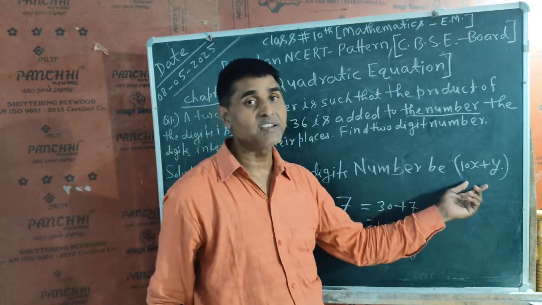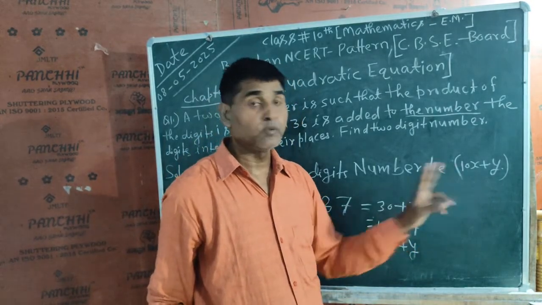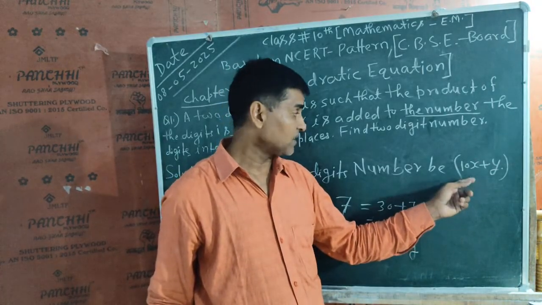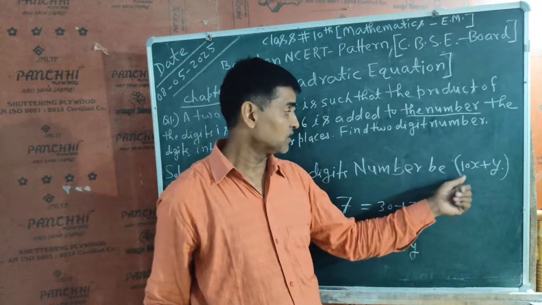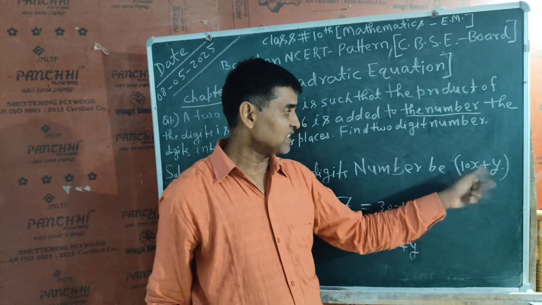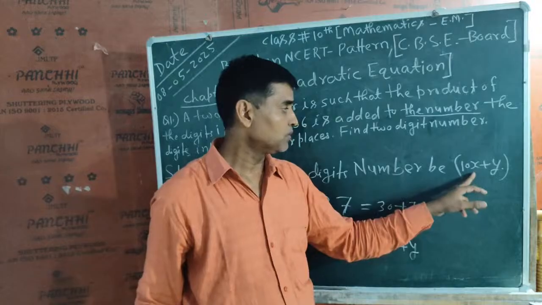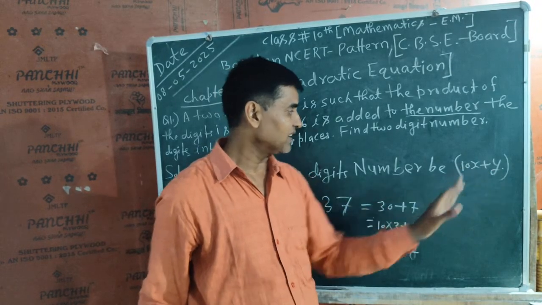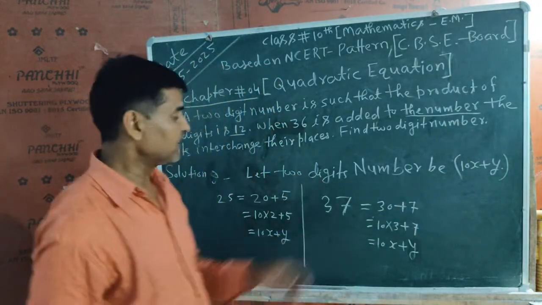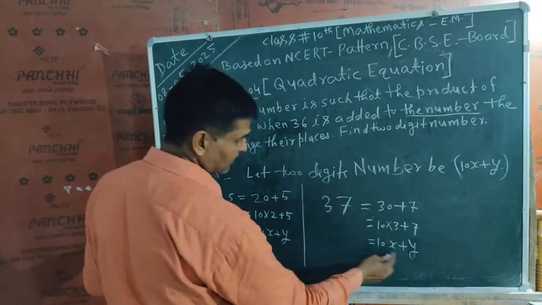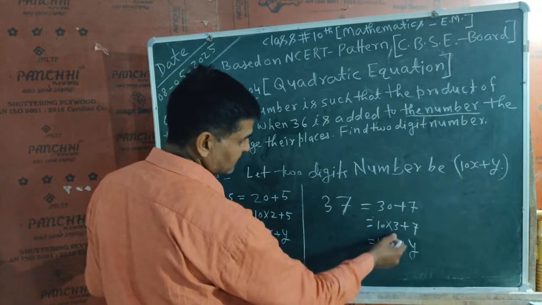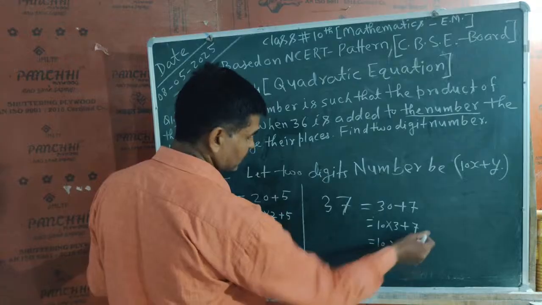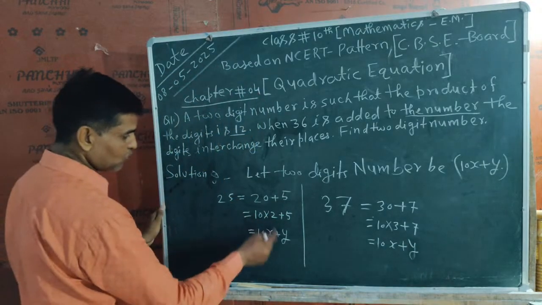Therefore the number I have written consists of 2 digits: one digit is x and the other digit is y. And x is multiplied with 10 and y is added. So after adding I get the 2-digit number. So in 10x plus y, for 37, x is 3 and y is 7. But here x is 2 and y is 5.